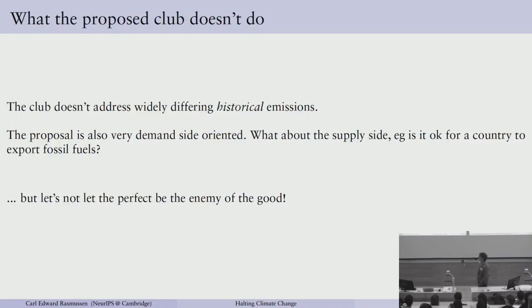Okay, so a couple of things that this club doesn't solve. The club doesn't address widely differing historical emissions. Of course, some countries have emitted a lot historically, and they would be entering this new club on equal terms to other countries, right? So this scheme basically doesn't address that. It addresses the future resources from what we have today. And also, the proposal is very demand-side oriented, right? If you drill for oil and you export it to other countries, that would seem like you're a bad player, but this scheme doesn't have anything to say about that, right? It only measures whose tailpipe the CO2 comes out of, right? Okay. It doesn't solve all problems, but it does solve some substantial problems that we're currently not solving, right? So let's not make the perfect the enemy of the good.